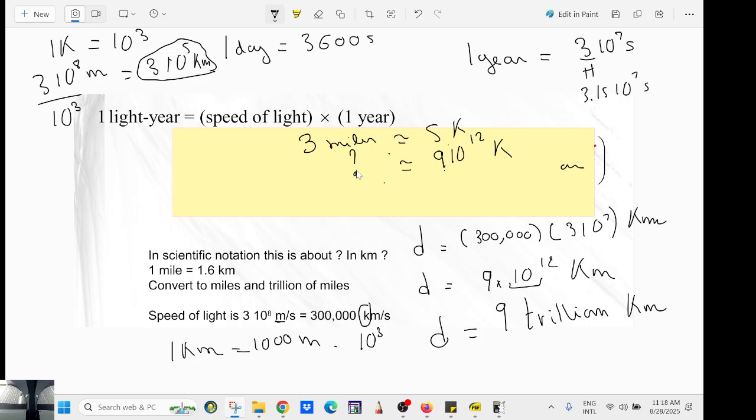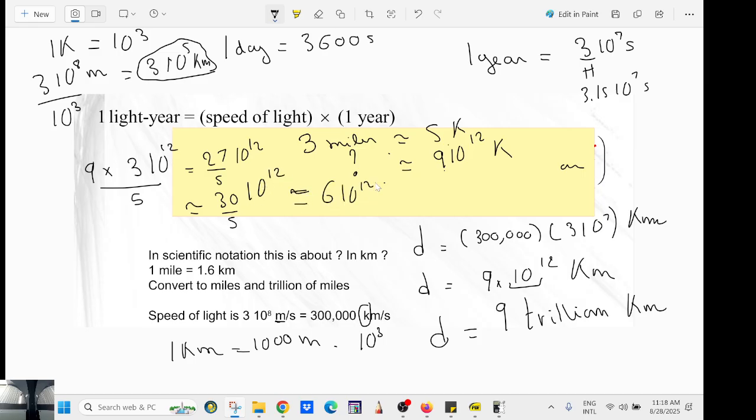You use your head. So the answer is 6, right? You cross multiply. So 9 times 3 times 10 to the 12 divided by 5, which is 27 divided by 5, which is about 30 divided by 5, which is 6 times 10 to the 12 miles.